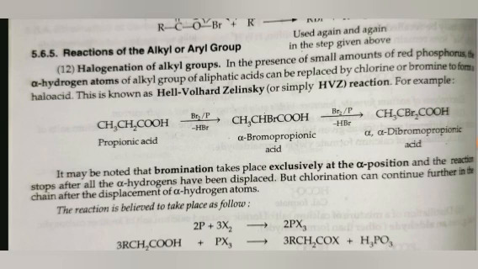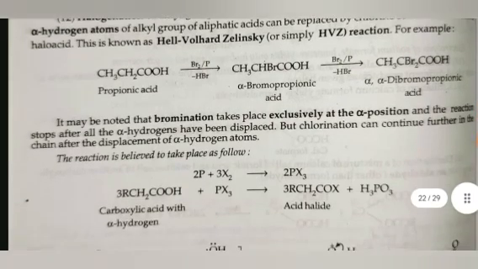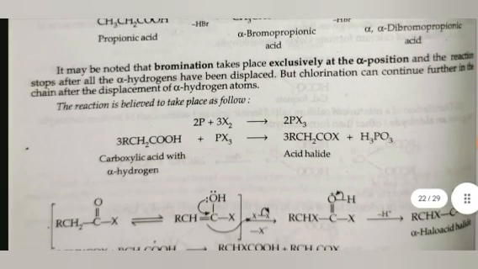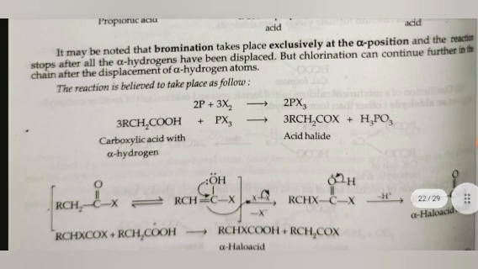For example, propanoic acid in the presence of Br2 and phosphorus gives alpha-bromopropanoic acid, and with excess Br2 and phosphorus gives alpha,alpha-dibromopropanoic acid. It may be noted that bromination takes place exclusively at the alpha position and the reaction stops after all the alpha hydrogens have been displaced, but chlorination can continue further in the chain after the displacement of the alpha hydrogen atom.